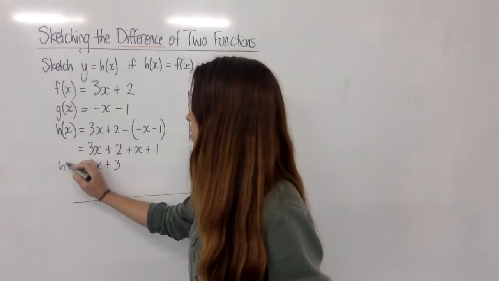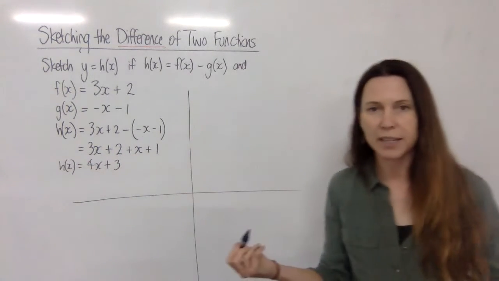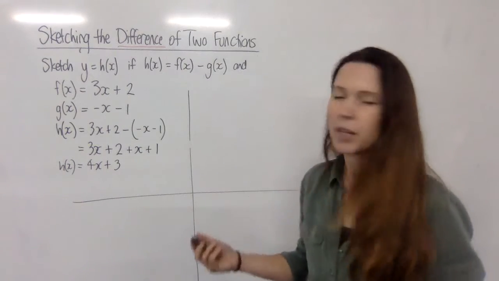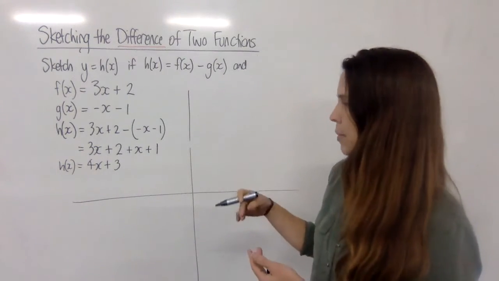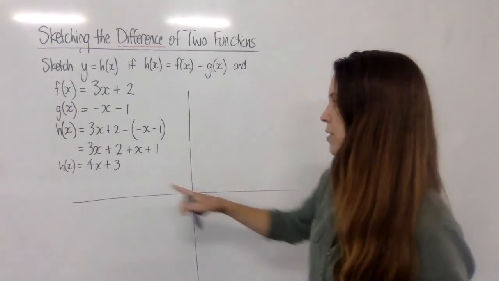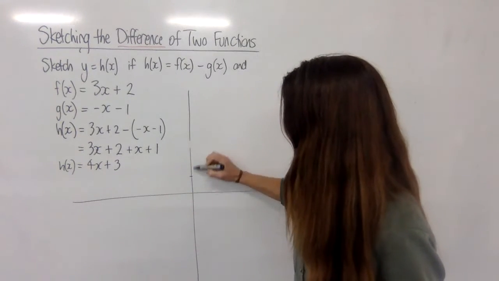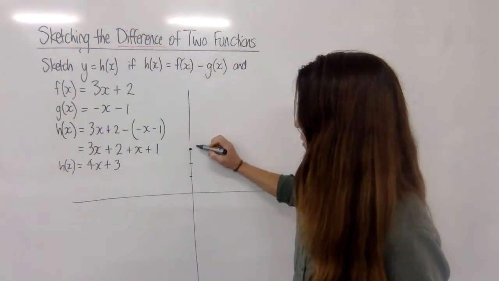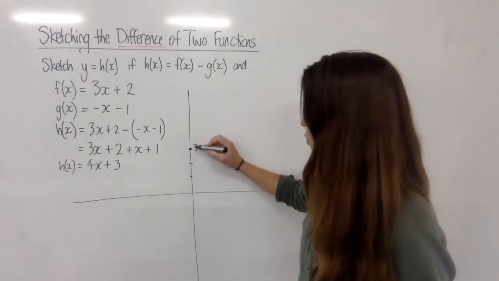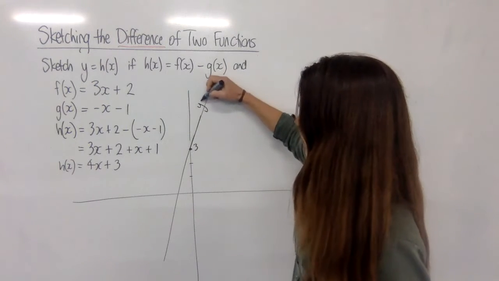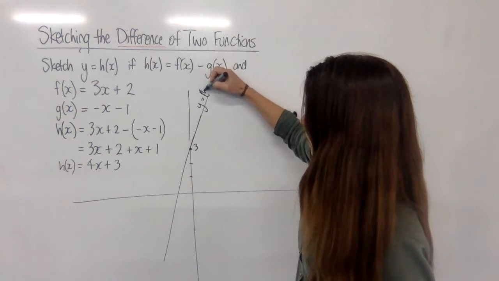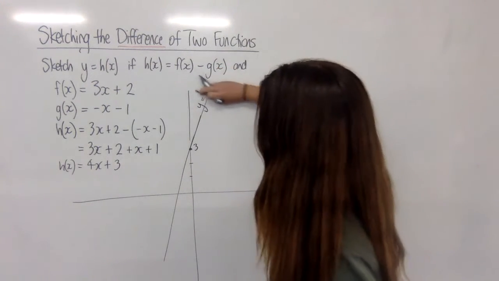Now I can graph y equals 4x plus 3 quite easily using gradient intercept form. You could draw up a table of values, you could find the x and y intercept, and you could rule it up that way. So there's lots of ways you can graph this straight line. I'm going to say it's got a y-intercept of 3, and it's got a gradient of 4, which is quite steep, and just rough it in like this, and this will be y equals h of x.